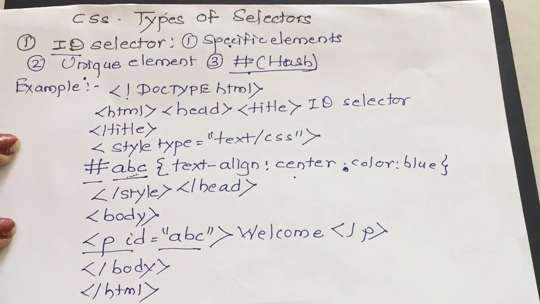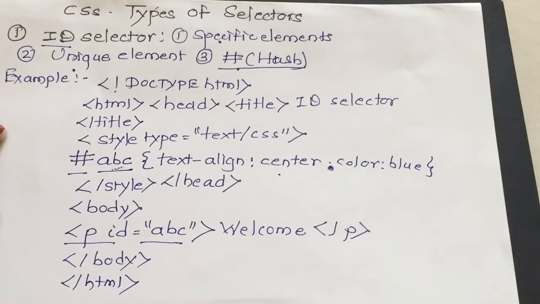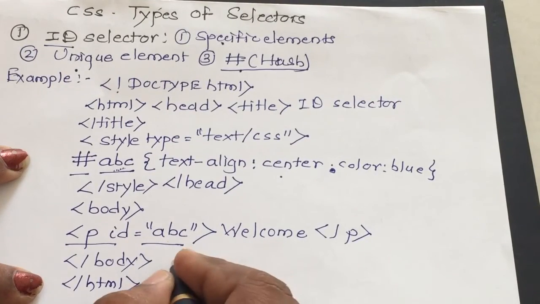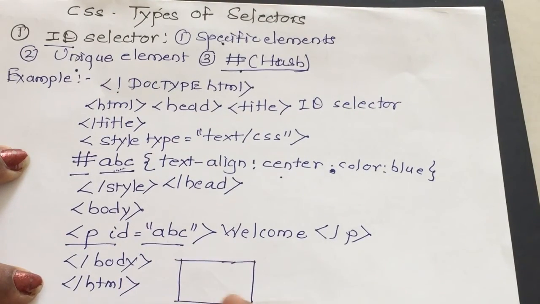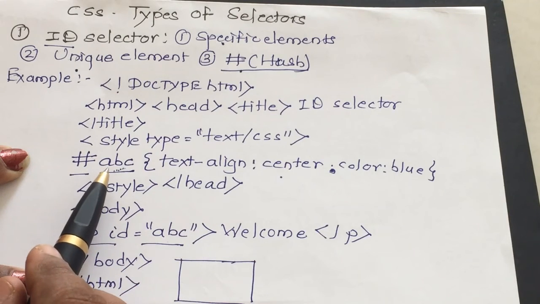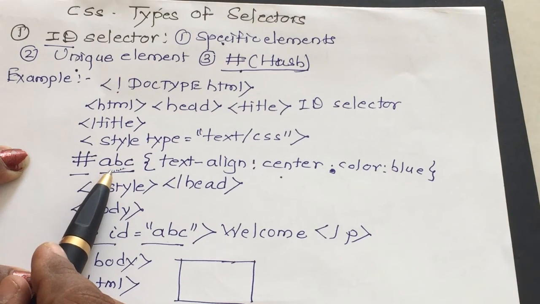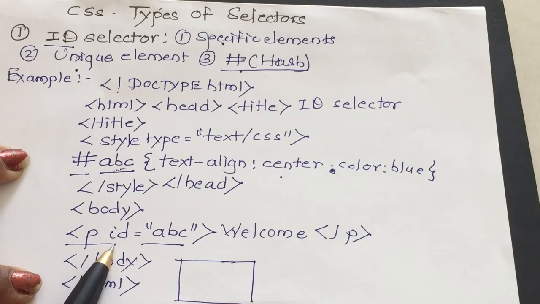Now after writing this program, you have to save it as id.html and run this program in Internet Explorer. After running this program in Internet Explorer, suppose this is your Internet Explorer screen. When you run, the program is executed. First the head tag is executed and then the body tag is executed.